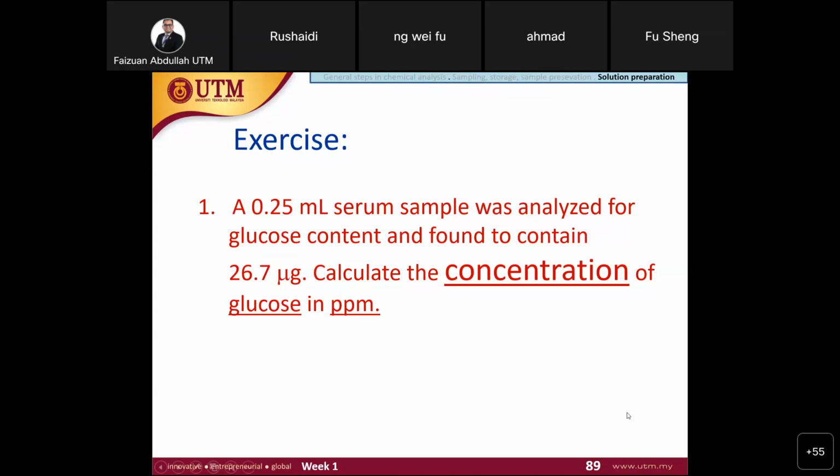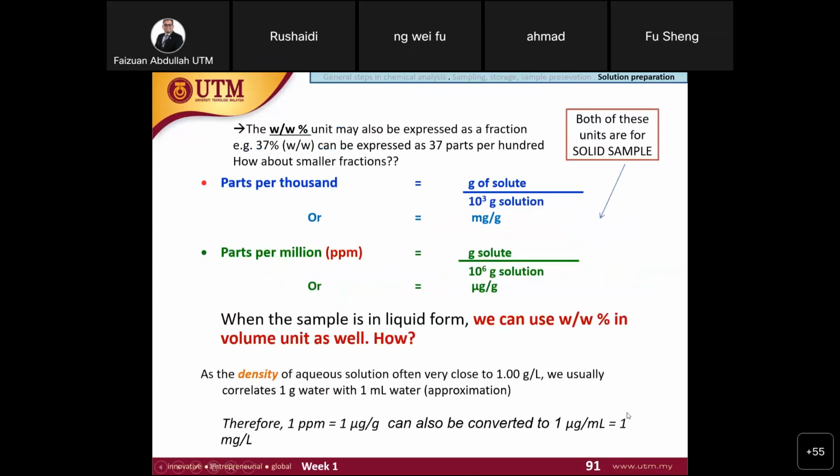Right? Next. Okay, the percentage weight by weight unit may also be expressed as a fraction. Example, 37% weight by weight can be expressed as 37 parts per 100. How about the smaller fraction? Part per 1,000 or part per million. When the sample is in liquid form, we can use weight by volume percent as well.